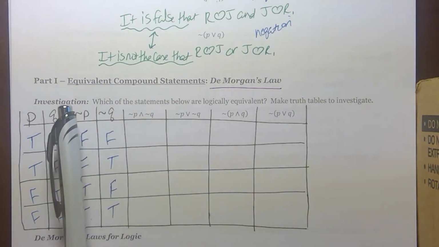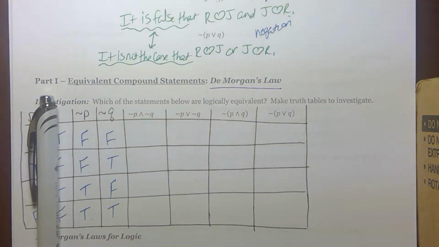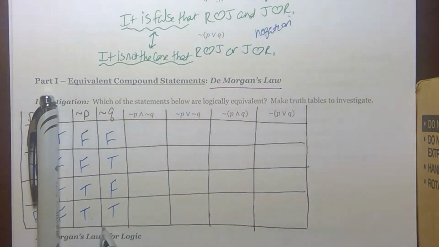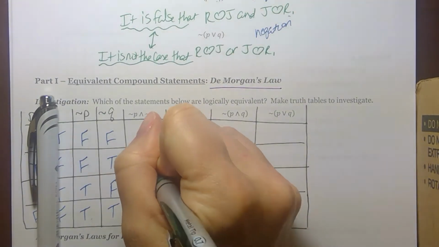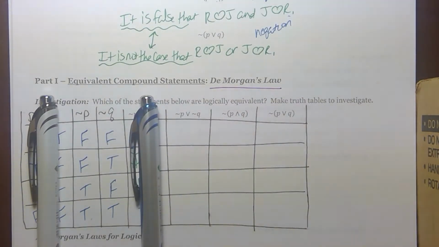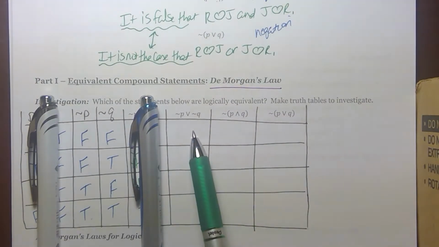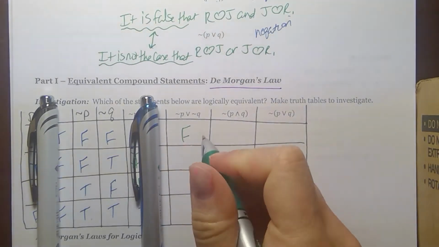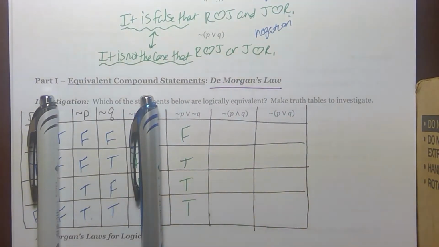For not P and not Q, I'm looking at those 2 columns. Remember, you only ever compare 2 columns at a time. So for not P and not Q, I'm looking at these columns. It's an and, so to be true, both statements have to be true. That only happens down here in case 4. Then I've got not P or not Q, still looking at these 2 columns. But now it's going to be true if at least one of the statements are true. So only the first case is false. The other 3 cases are true.